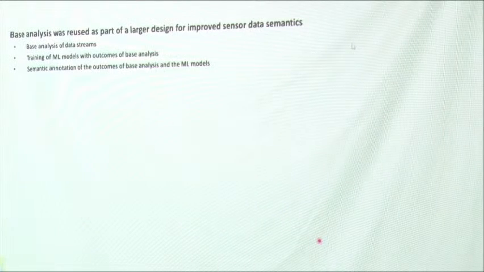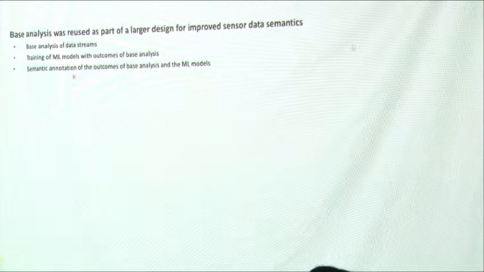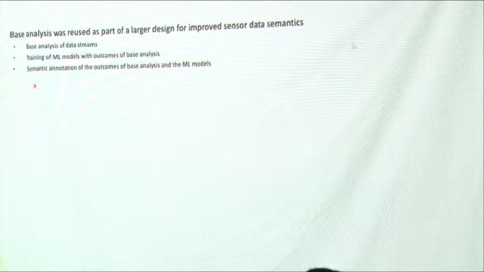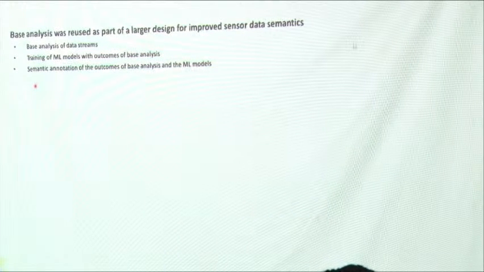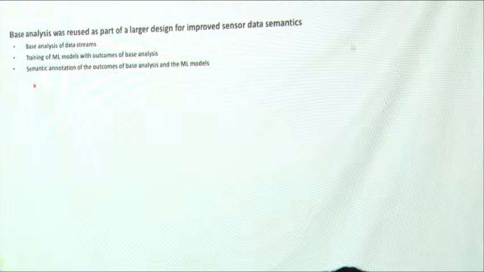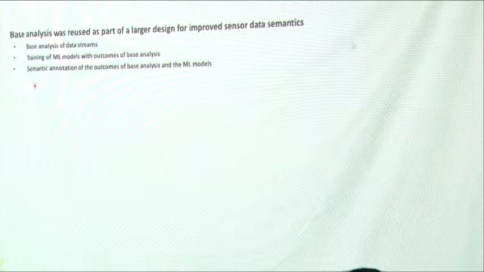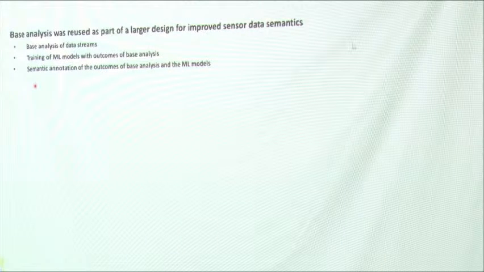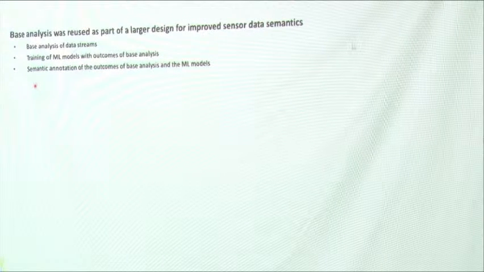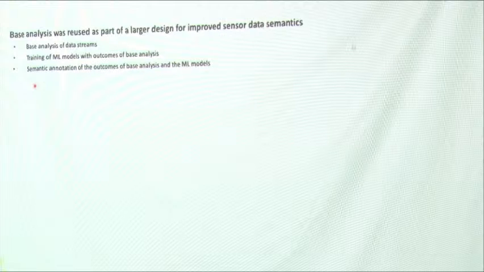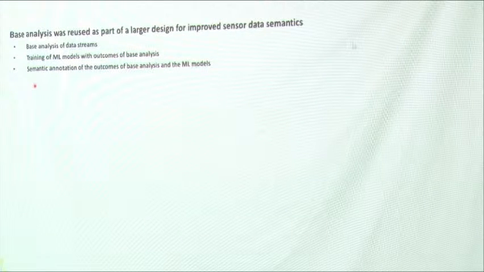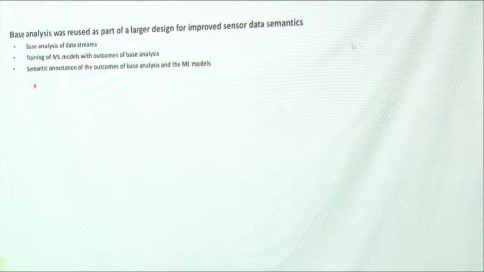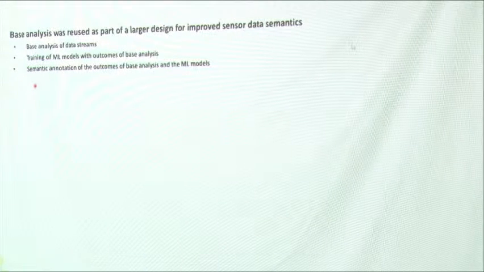Then, to summarize the topic, basically the idea is to reuse this part of a larger project for sensor data semantics. And the idea here was to show that these types of automatically built feature vectors can be used to discover much more complex structures or outcomes, in this case dangerous driving or anything else that is difficult for humans to model by hand.